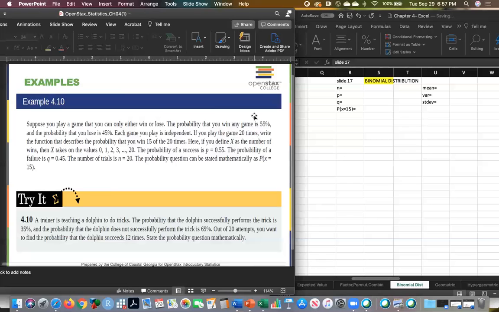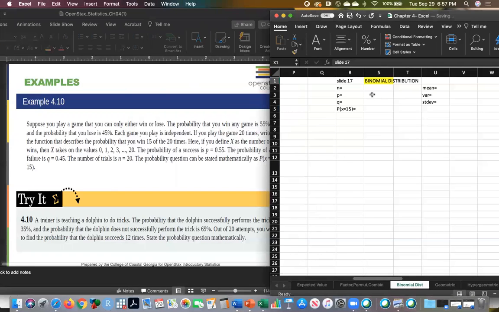you can only win or lose. So the probability of the game is 55%. So here it is telling you right now that the probability of success is 55%. You can have cases where they say, well, out of 100 cases, we have 50 that are, so you have to perform the probability.